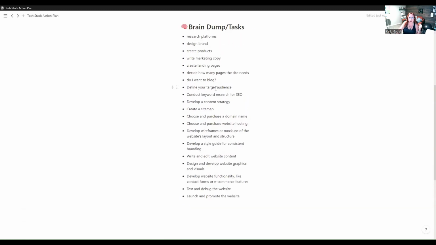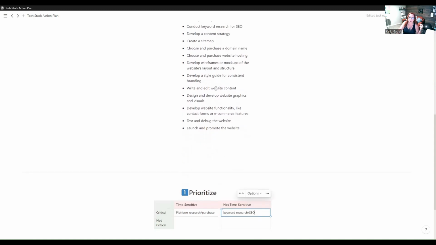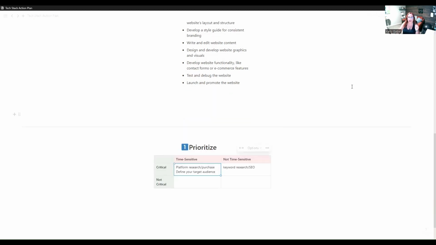Things like defining your target audience, that is something that is also going to end up in the time sensitive and critical. Now, the reason that defining your target audience is both time sensitive and critical is because if you don't know who you're building this experience for, then you're not going to have a lot of direction and purpose. It's going to make it very difficult for you to know what decisions to make. So it's really, really important that you define that from the beginning.